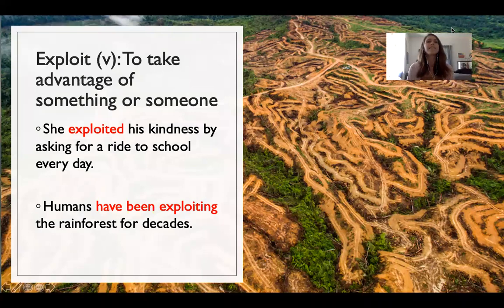Okay, this third vocabulary word is exploit, which is a verb, which means to take advantage of something or someone. There's a lot of different definitions for this word exploit, but it basically means to use something for your own advantage. Now let's look at the examples to kind of make that clearer.